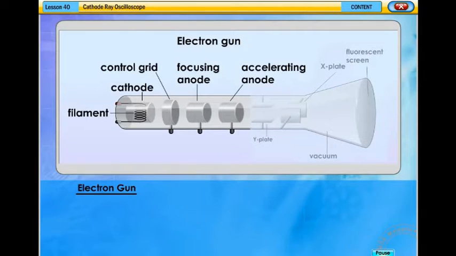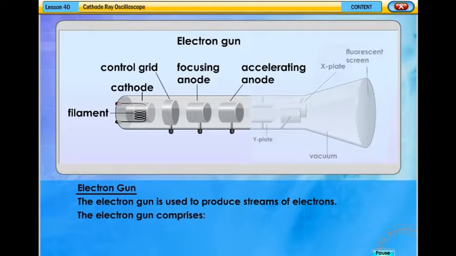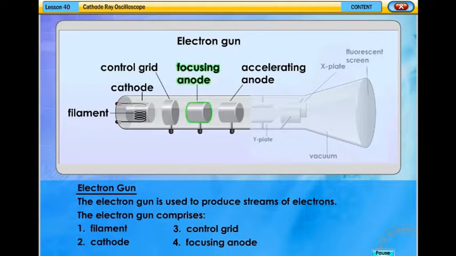Electron gun. The electron gun is used to produce streams of electrons. The electron gun comprises 1. Filament. 2. Cathode. 3. Control grid. 4. Focusing anode. And 5. Accelerating anode.